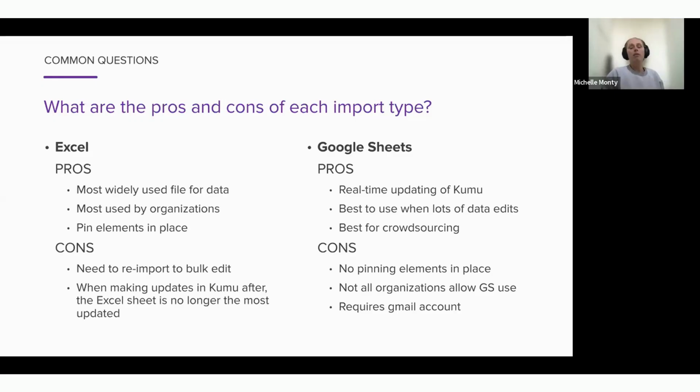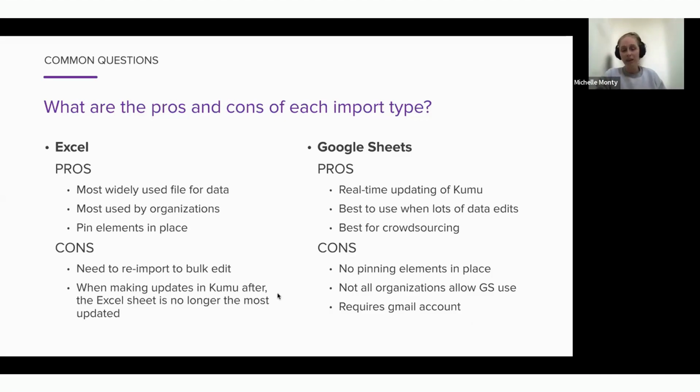A little bit of a pro and con of each import type. So the first import type is an Excel file. It's the most widely used file for data. Usually when you export from another platform, it'll be an Excel file. It's most used by organizations. Microsoft Office is on almost every computer in every organization around the world. And it allows you to pin elements in a specific place. So you can tell Kumu, I want this element to remain there every time that I refresh my Kumu map.